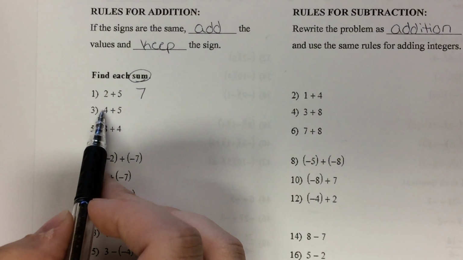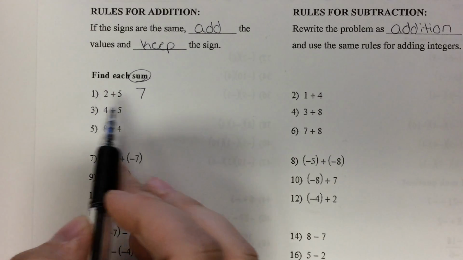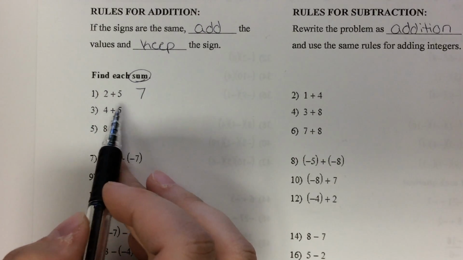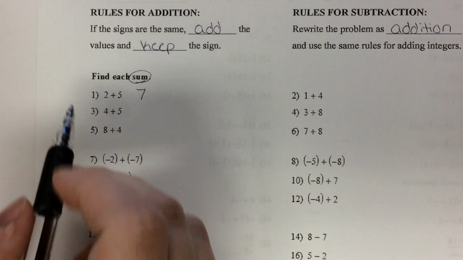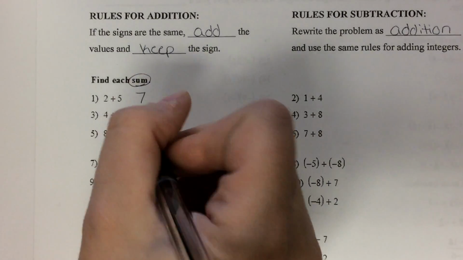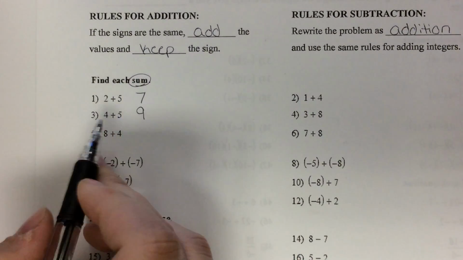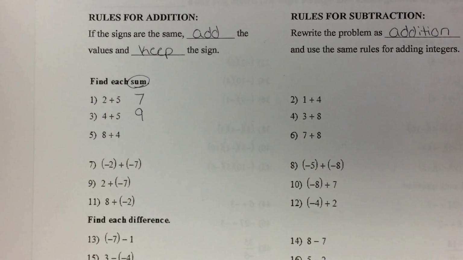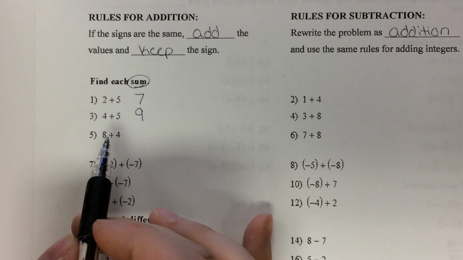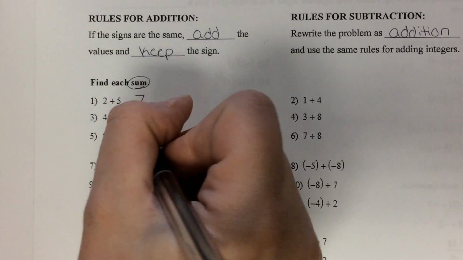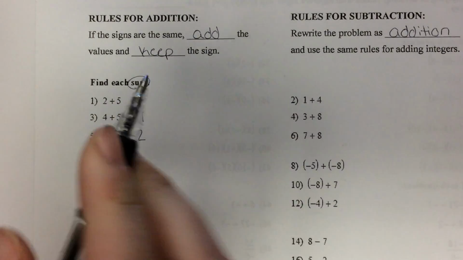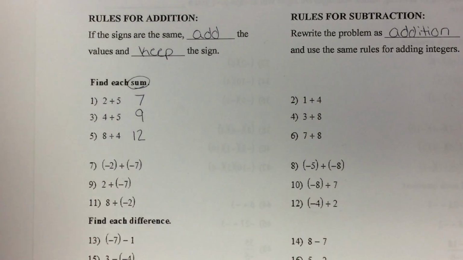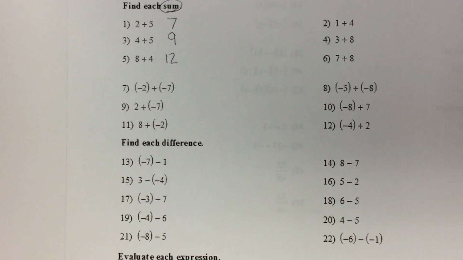Same thing down here, 4 and 5. These are positive values, so 4 plus 5, sorry, said that backwards. 4 plus 5 is 9. They are both positive, so your answer also is going to be positive. Number 5, 8 plus 4, well, that is going to be 12. And once again, both positive, so your answer is positive. Hopefully by now you are catching on to this.